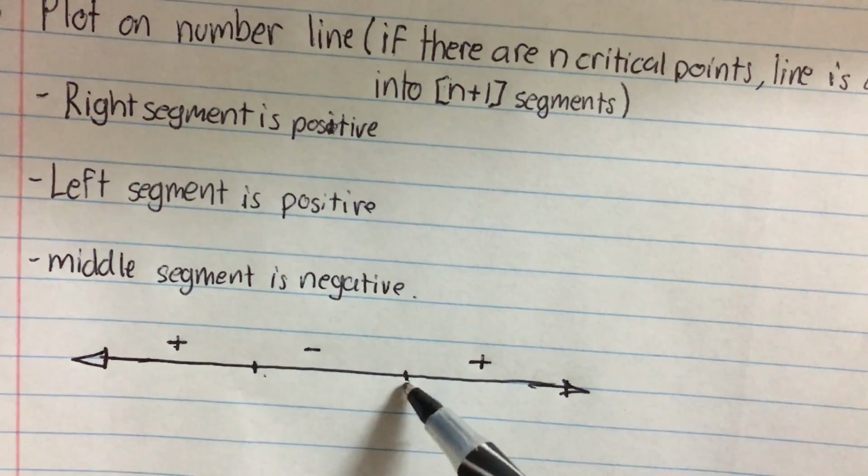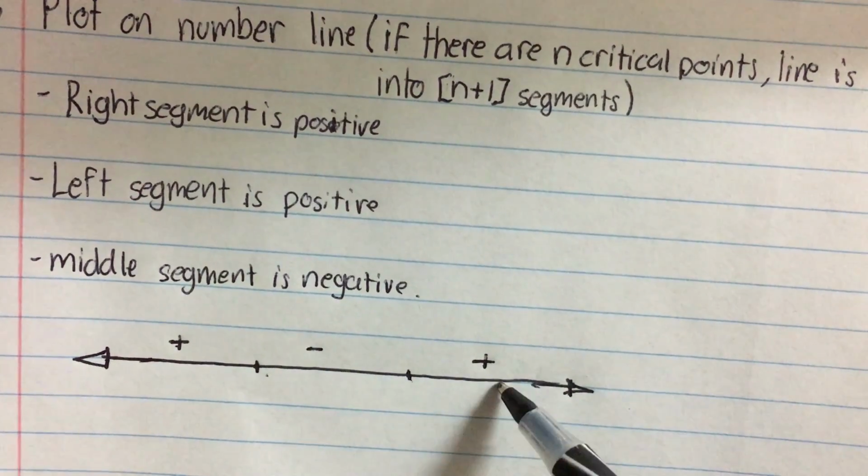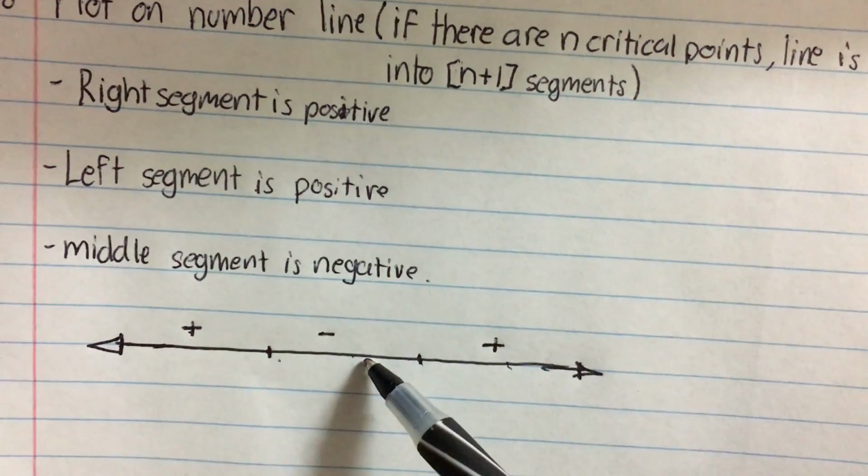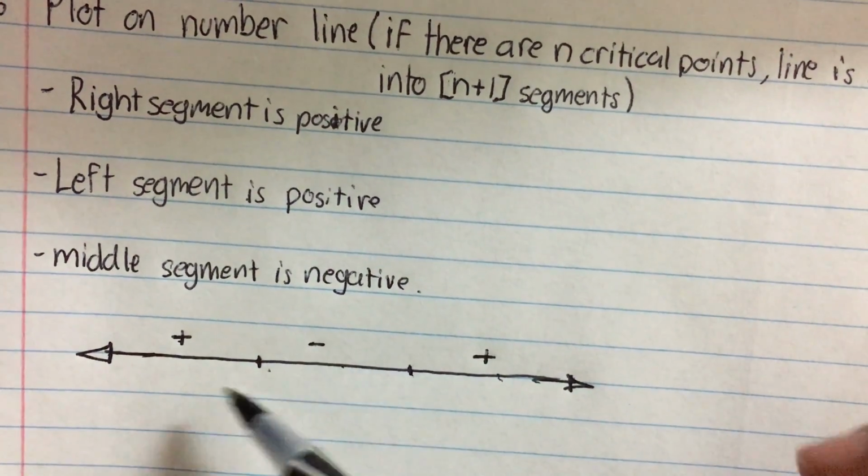See, these are the critical points that I marked here. The right segment is positive, middle segment is negative, and the left segment is positive. Now let's go on to solving some problems.